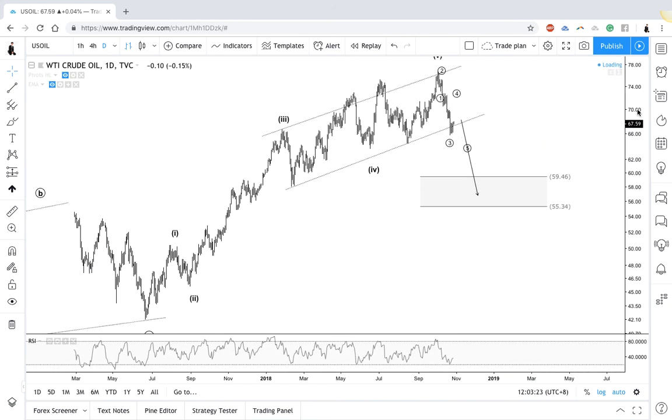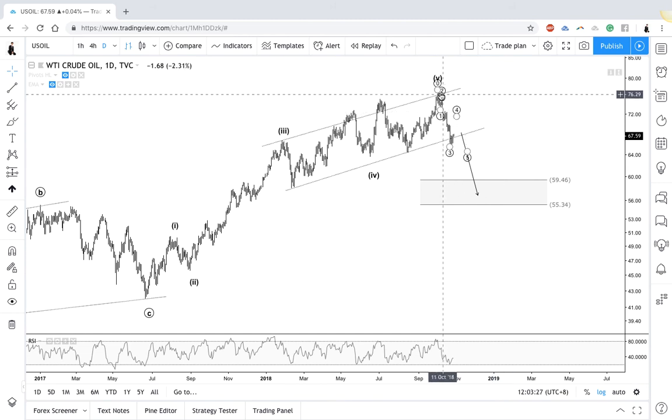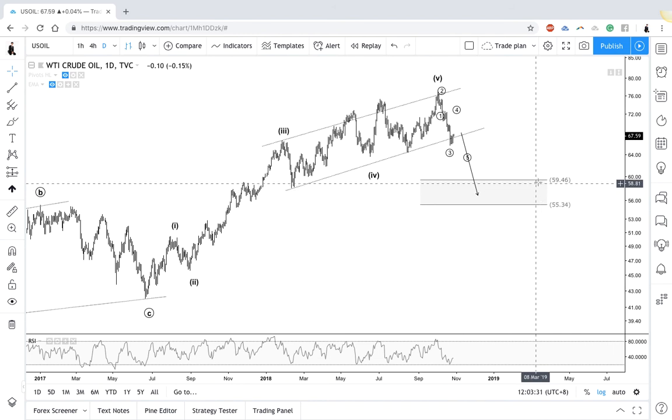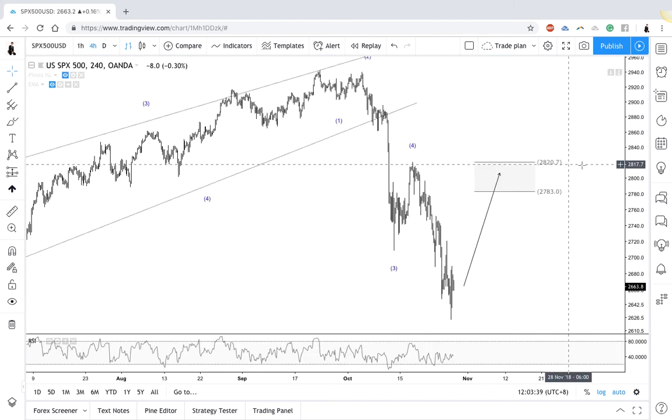Right, so this is what the bigger picture perspective is. We do expect a 1, 2, 3 long-term target towards $60 or even $55 per barrel for the oil market. Last one over here is the S&P.